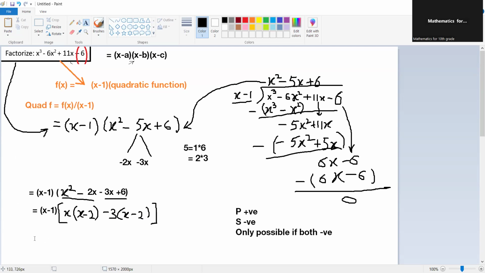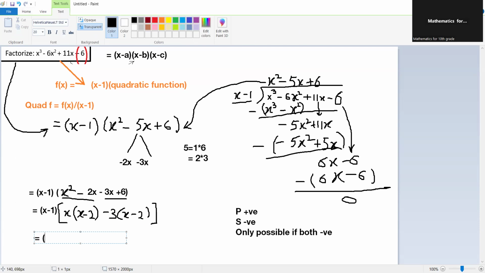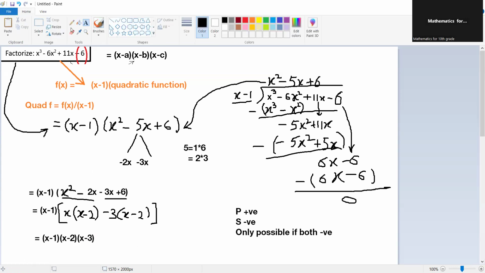So we are getting close to the answer. It is equal to x minus 1, the original factor obtained by trial and error, into, we take this common x minus 2 out, and the remaining thing is x minus 3. This is our answer. I'll just highlight this using a red box.